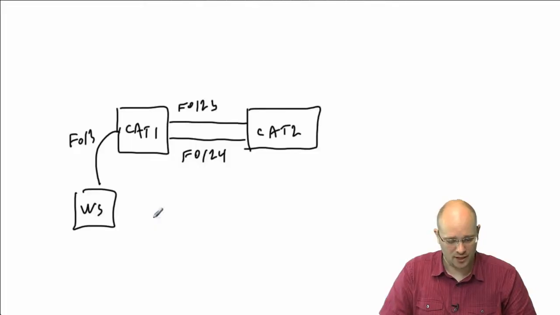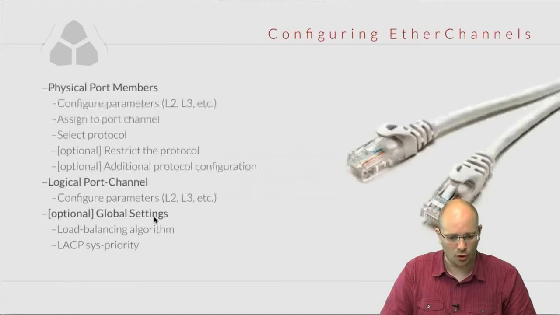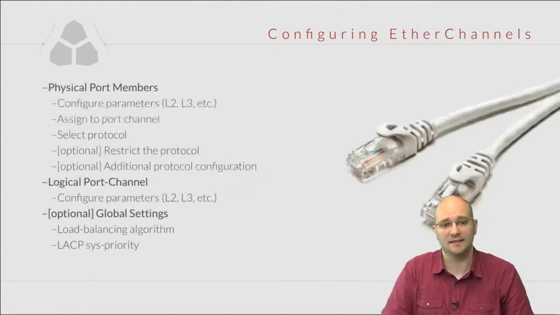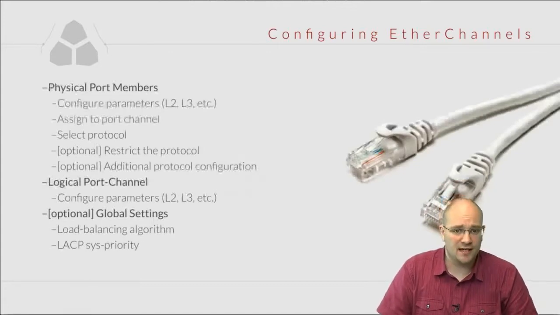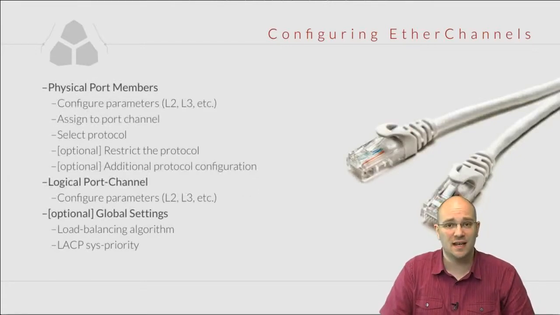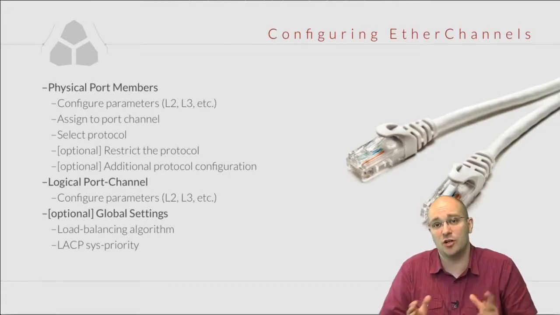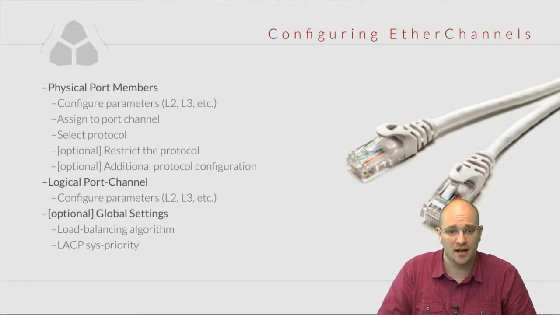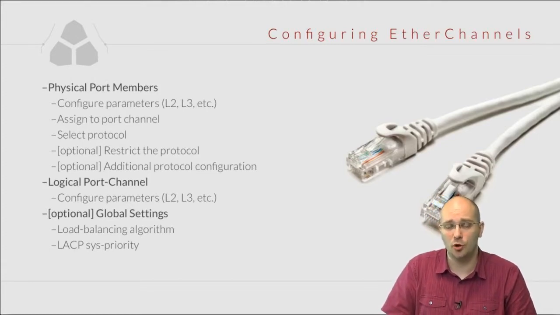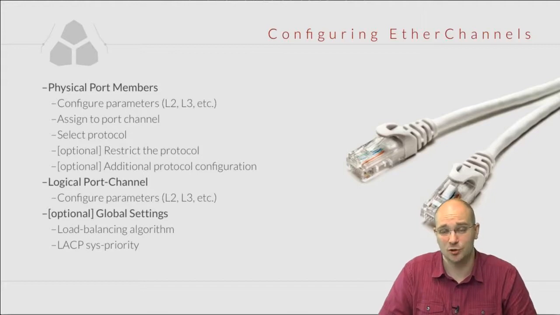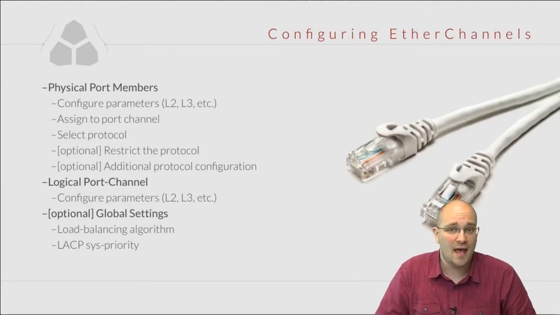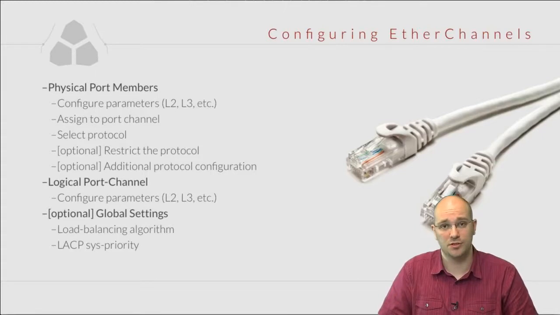To configure EtherChannel, you may recall these guidelines. I first said that we need to configure physical port members. I'm going to configure these ports as layer 2 in this example, but I can configure them as layer 3. It doesn't matter. EtherChannel will support both layer 2 and layer 3. I'm going to choose the protocol, and in this case it's going to be static, so just simple mode on. And I'm going to assign these ports to the EtherChannel in use.